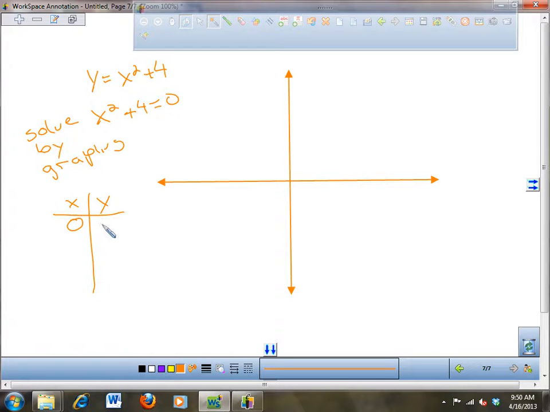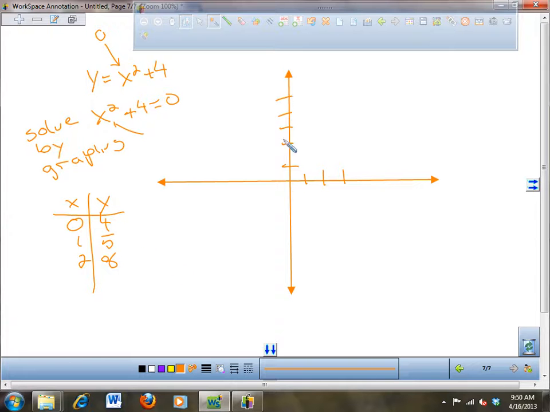When x is 0, what's y? When I plug in 0 in here, what do I get out? 4. Thank you. When I plug in 1 in there, what do I get out? 1 squared plus 4. 5. When I plug in 2 in there, what do I get out? 2 squared plus 4. 8, right? Thanks, Blake. Good man. All right.